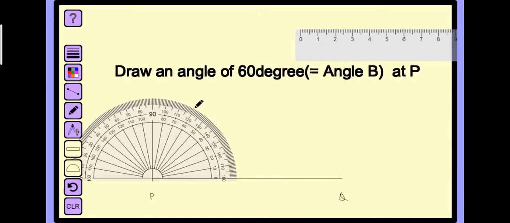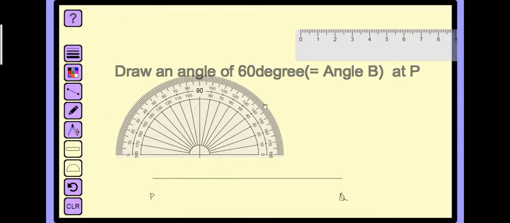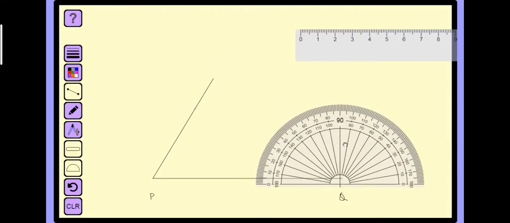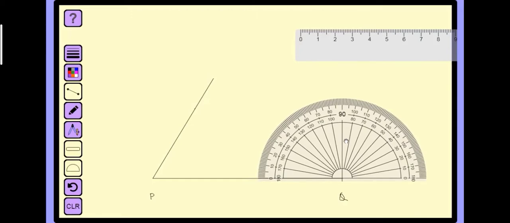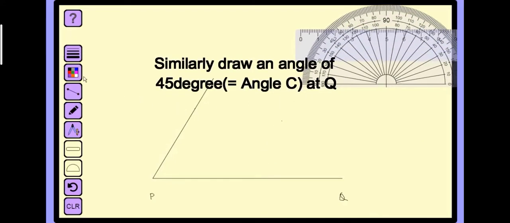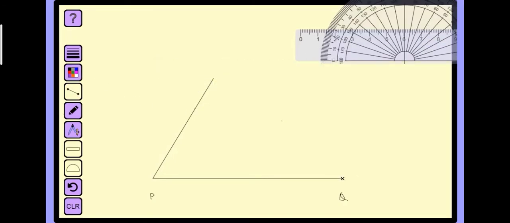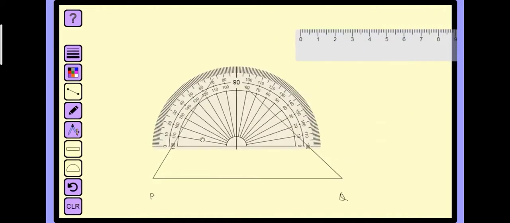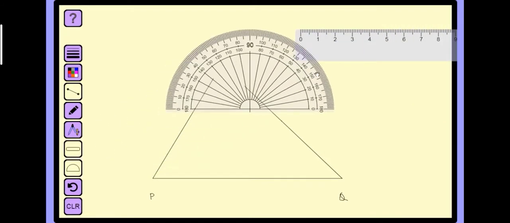Now here there are two choices. You can construct whatever angle is given, equal to angle B, 60 degrees at point P, or you can construct angle Q, which is 45 degrees, equal to angle C. So angle P is equal to B and angle Q is equal to C. According to that, we have to construct the two angles. Okay. After constructing the two angles, we have to take a bisector of these two angles. Instead of taking a bisector, you can directly construct the angle which is half of B and C.